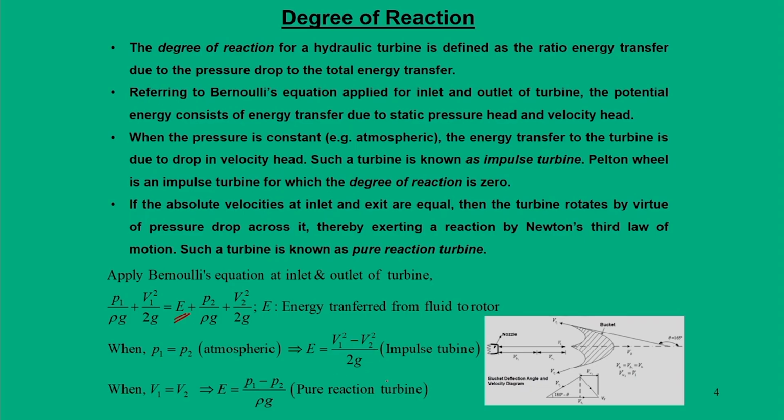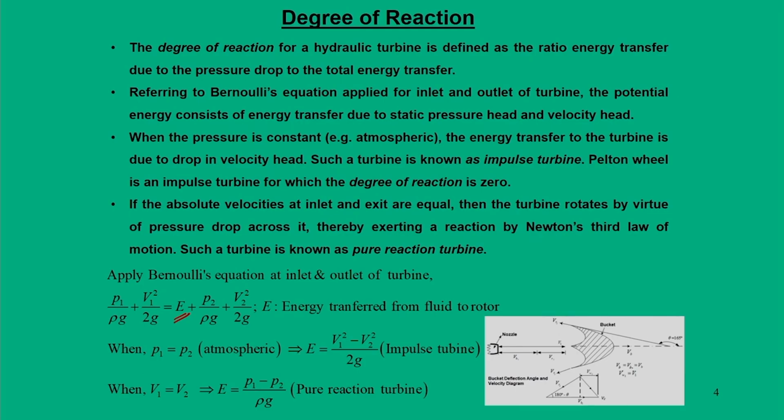This is nothing but your velocity head, and this is exactly what we do in an impulse turbine or a Pelton wheel. The entire water experiences atmospheric pressure throughout its path, and the entire velocity head is converted for power generation, that is, energy transfer from fluid to rotor.